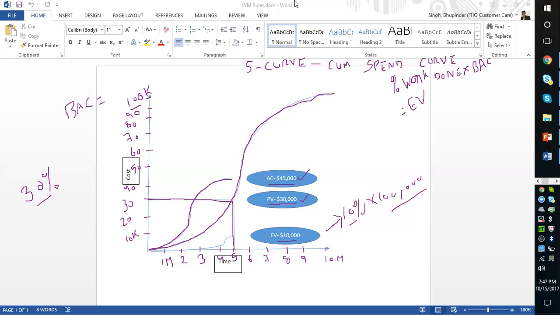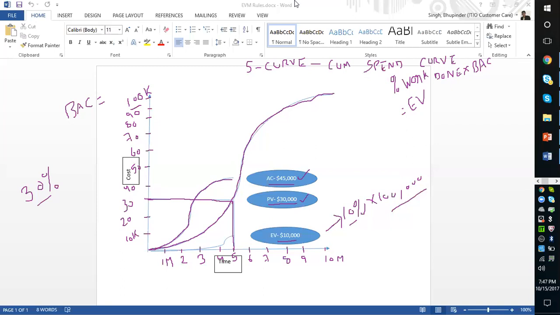Perfect. So now we know what is actual cost, what is planned value, and what is earned value. Let me clear all the drawings that we have over here. We have got budget at completion, which was 100K in our example. The duration of the project that we planned initially was 10 months. This is what we started off with. This was the starting numbers. What we found out today was actual cost, planned value, and earned value.